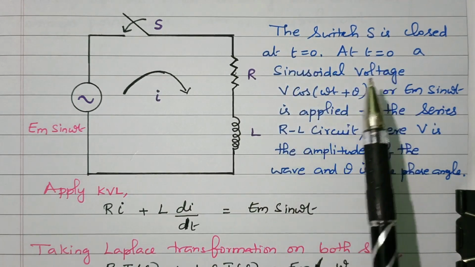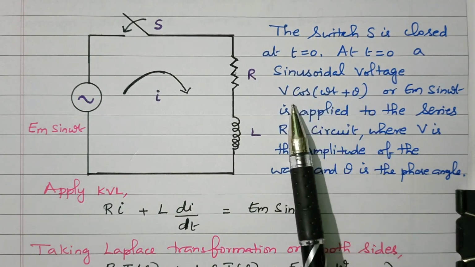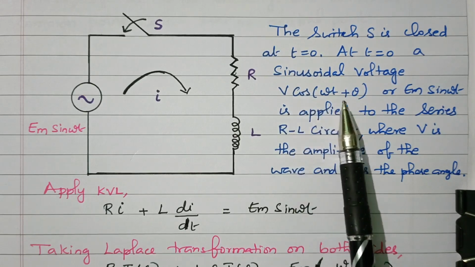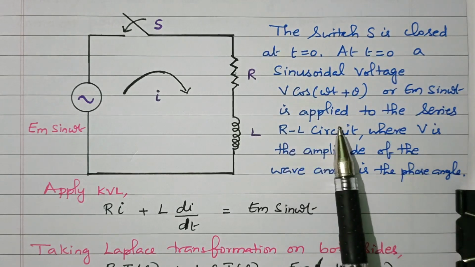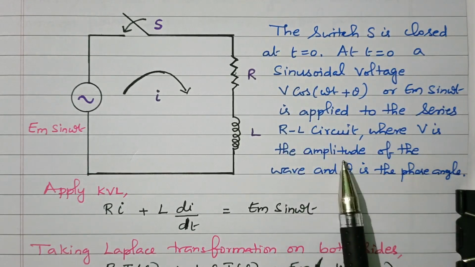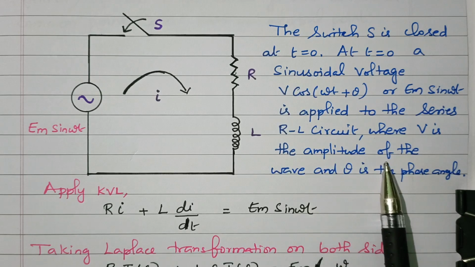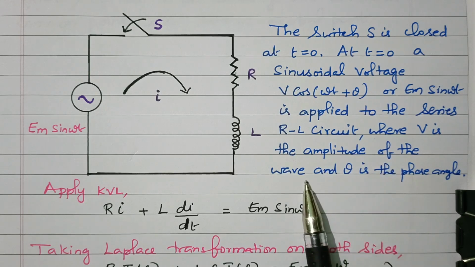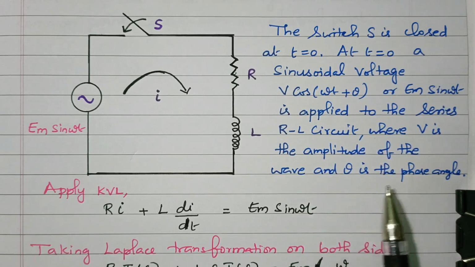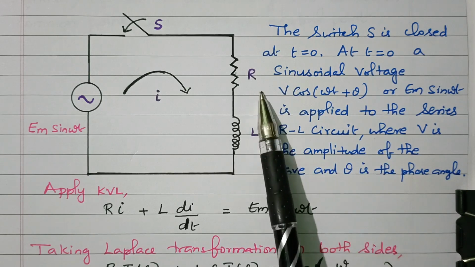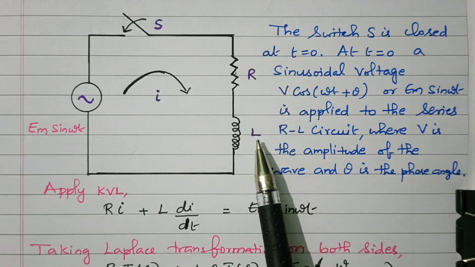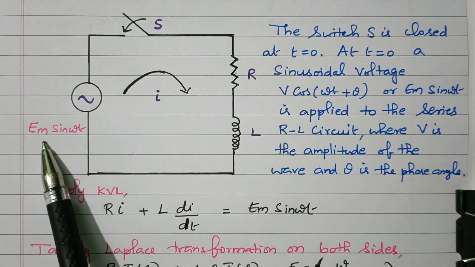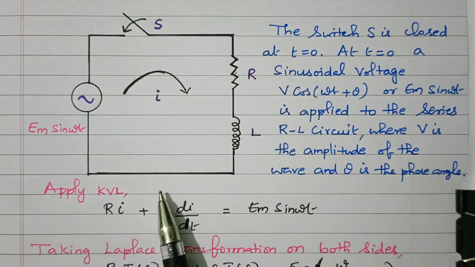At t equal to 0, a sinusoidal voltage V cos(omega t plus theta), or Em sin omega t, is applied to the series RL circuit, where V is the amplitude of the voltage wave and theta is the phase angle. So R and L are connected in series. The switch is closed at t equal to 0. The sine wave Em sin omega t is applied to the circuit.